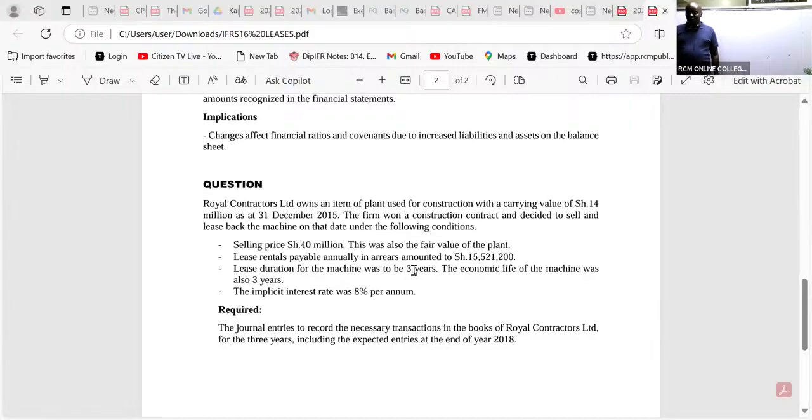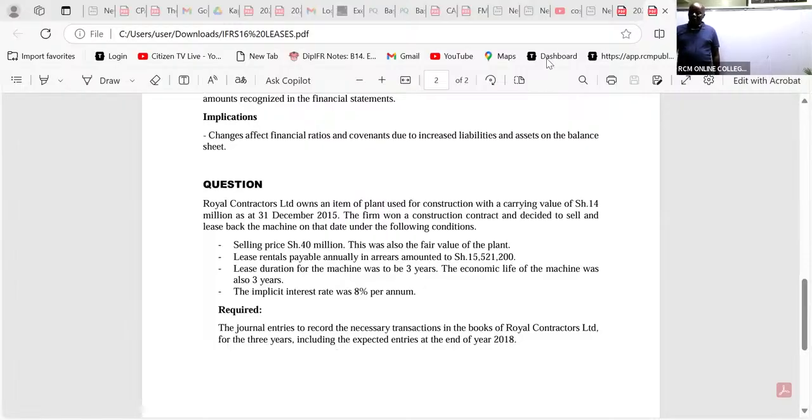Lease duration for the machine is 3 years. The economic life of the machine was also 3 years. The implicit interest rate was 8% per annum. They want us to give them the journal entries to record the necessary transactions in the books of Royal Contractors. Now remember, in this arrangement, Royal Contractors is a lessee.